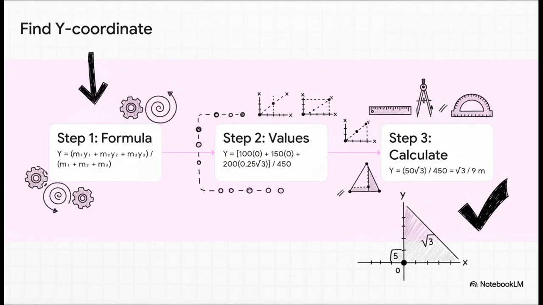And now for the y-coordinate. Guess what? We do the exact same thing. Same formula, but this time we use the y values. Now just notice that the first 2 masses are sitting on the x-axis, so their y-coordinate is simply 0, which makes our calculation easier. We plug everything in, do the math, and we get the y-coordinate as √3/9 meters. So our final answer, the location of our center of mass, is at the point (5/18, √3/9). See, when you break it down into simple steps, it's not so difficult at all.